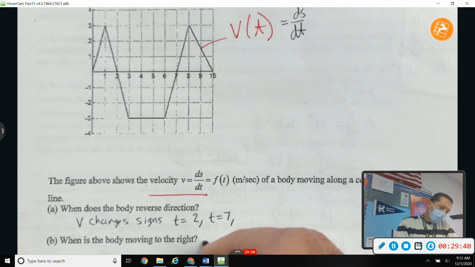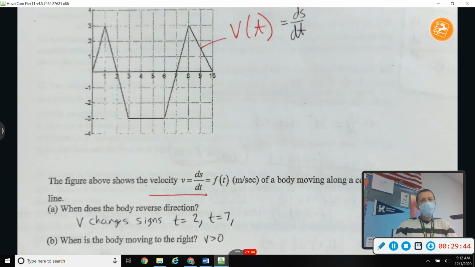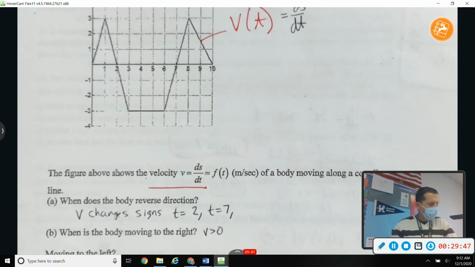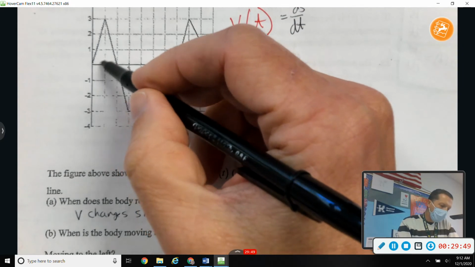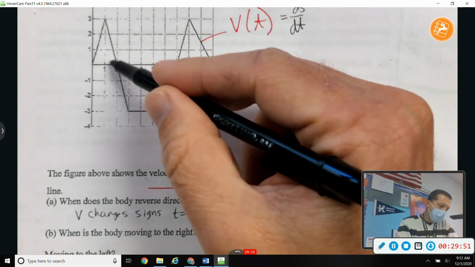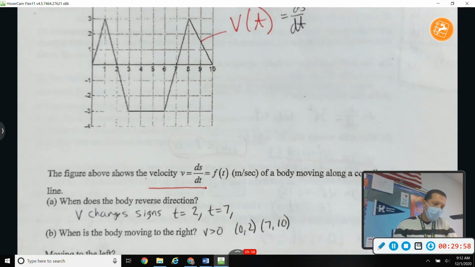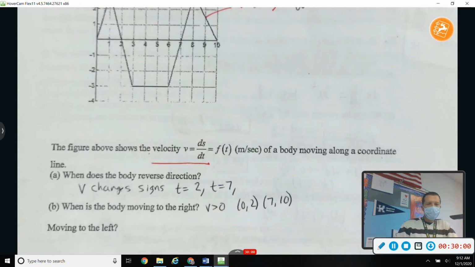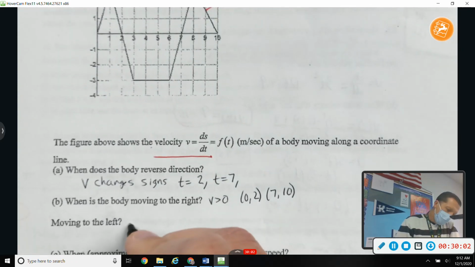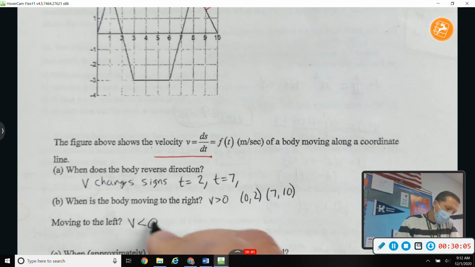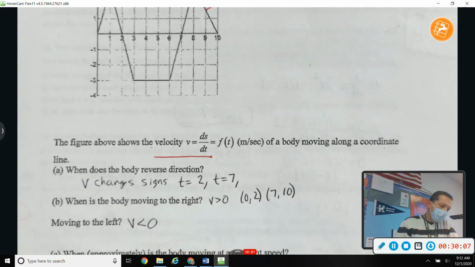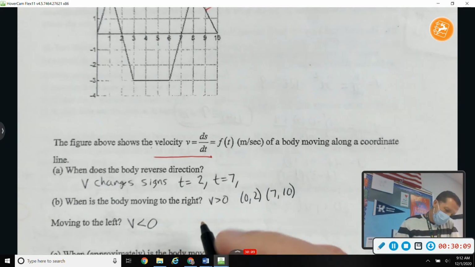When is the body moving to the right? Well, that would be when v is greater than 0. So that would be when velocity, which is my graph, is bigger than 0. So that would be 0 to 2, and 7 to 10. It's moving left when v is negative. So when v is below the axis, that is from 2 to 7.